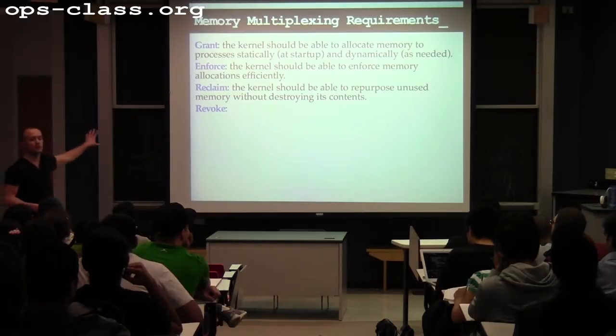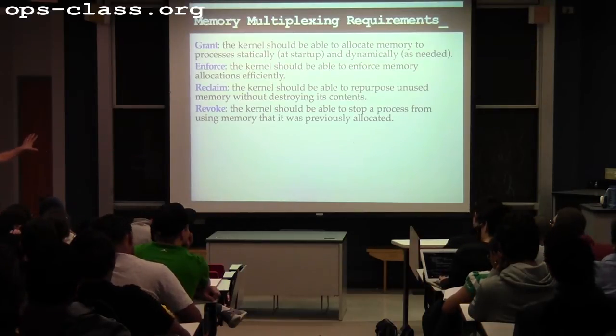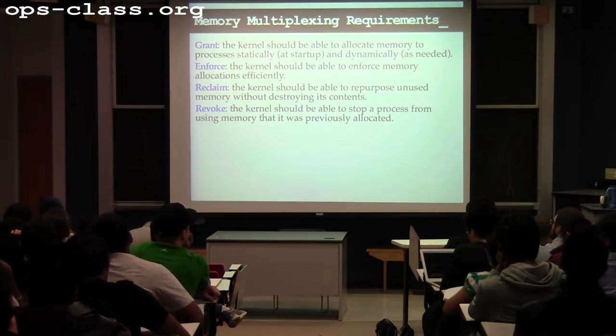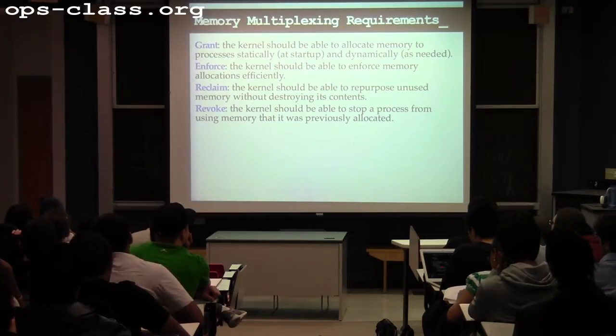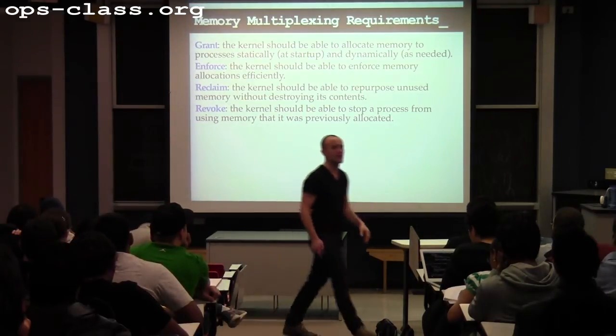This is similar to the process of making a context switch with the CPU, and revoking is kind of like exiting. So I should be able to stop a process from using memory, period. Once I deallocate the memory from the process, I make sure of that. This is sort of similar to enforcing, but it's the twin of grant.